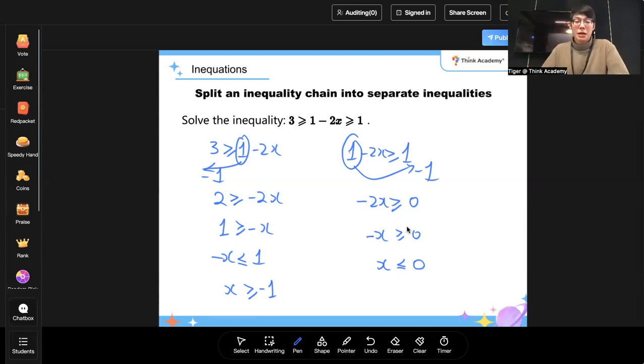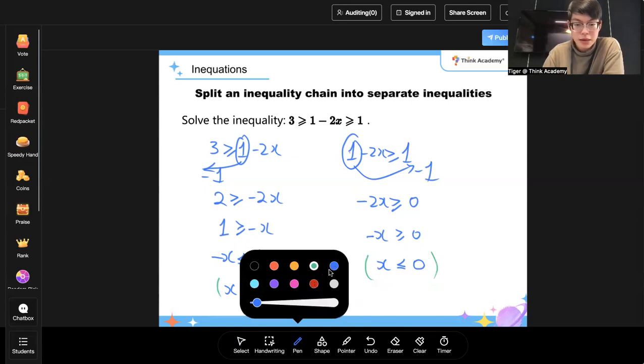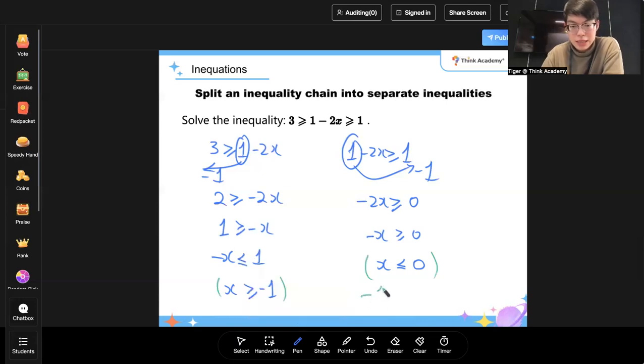All right. So combining these two solutions, you can see that x is greater than or equal to minus 1, and x is smaller than or equal to 0. So you can just write it as minus 1 is less than or equal to x, and x is less than or equal to 0. So x is smaller than or equal to 0, but greater than or equal to minus 1. Sorry. Does it make sense to you?